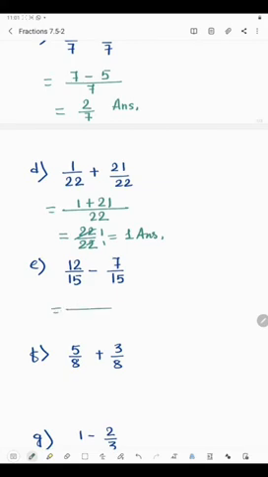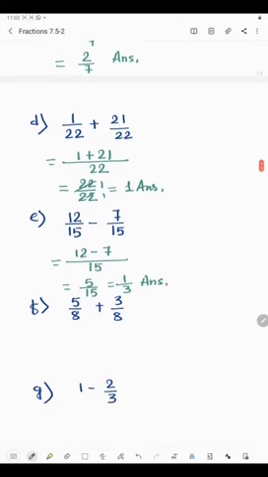So again these are like fractions. So we'll write 15 in the denominator and we will simply subtract the numerators. So 12 minus 7, how much? It's 5. 5 by 15. Now 5 and 15 both come in the 5's table. So we will write it in simplest form. So 5 1s are 5, 5 3s are 15. So the answer will be 1 by 3.